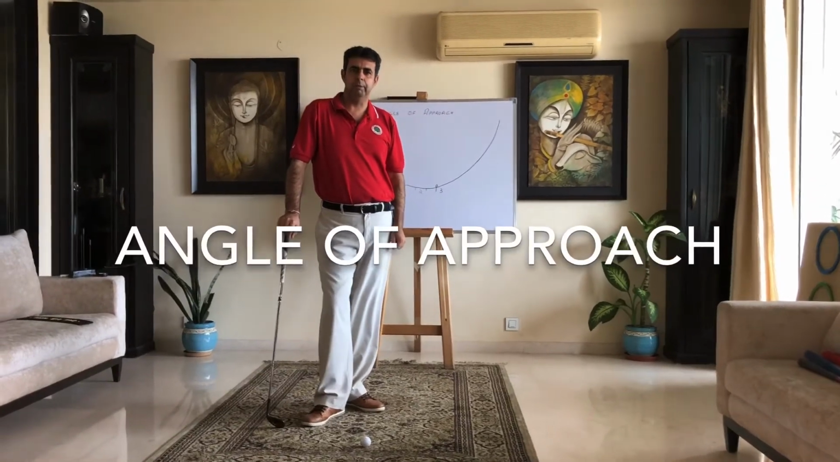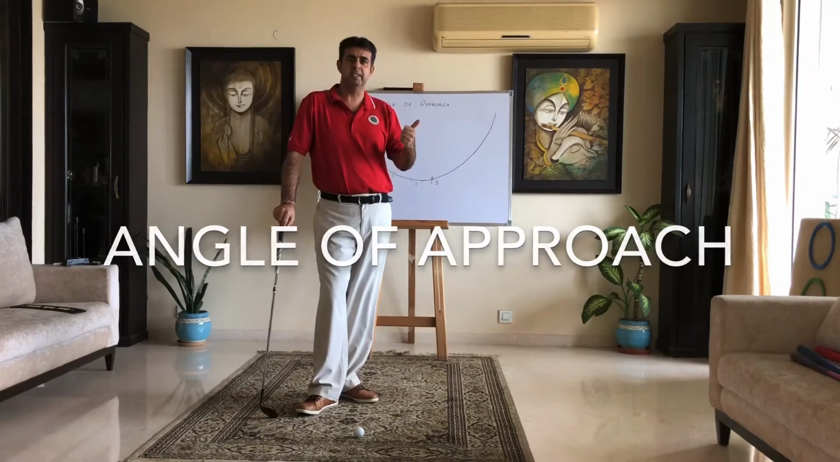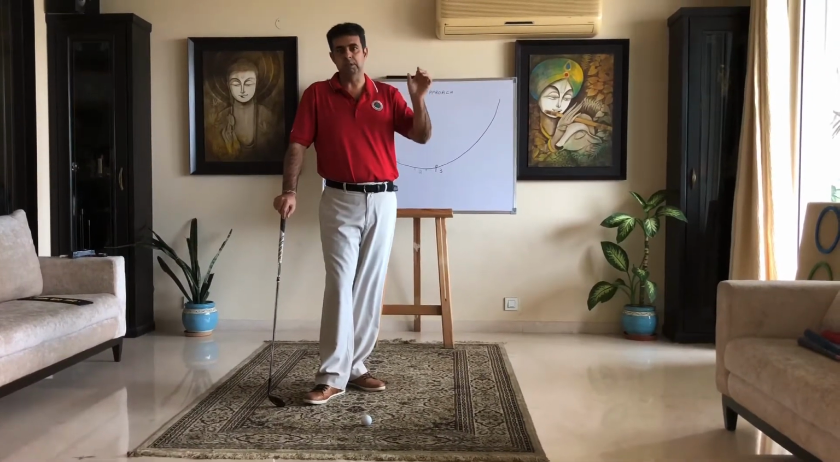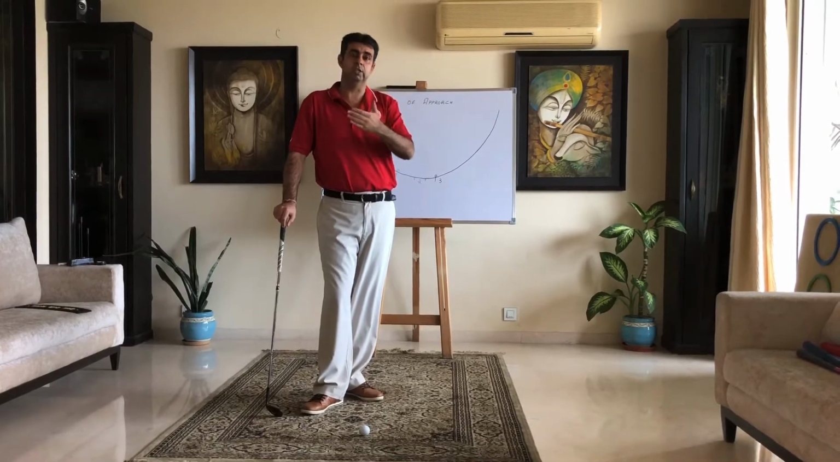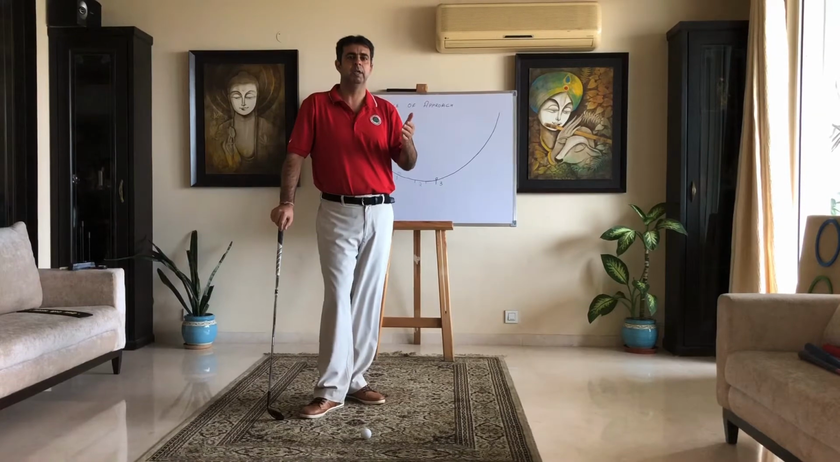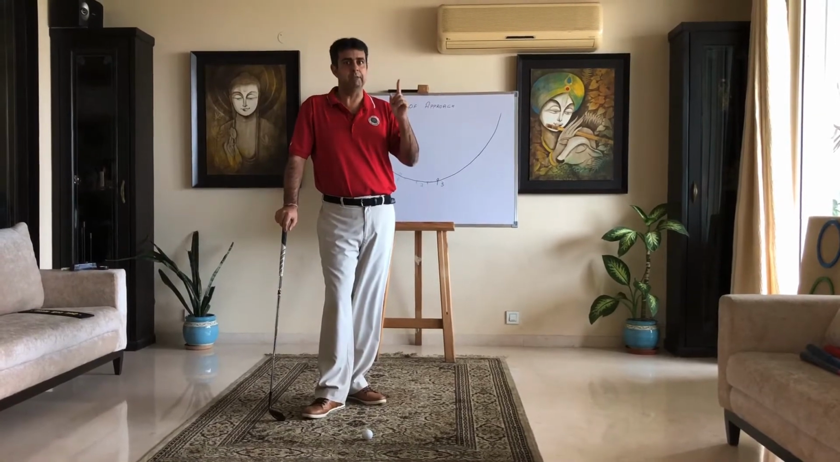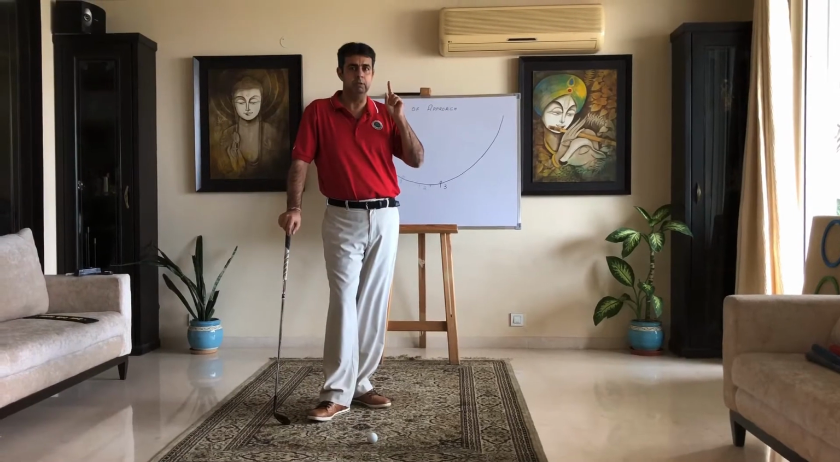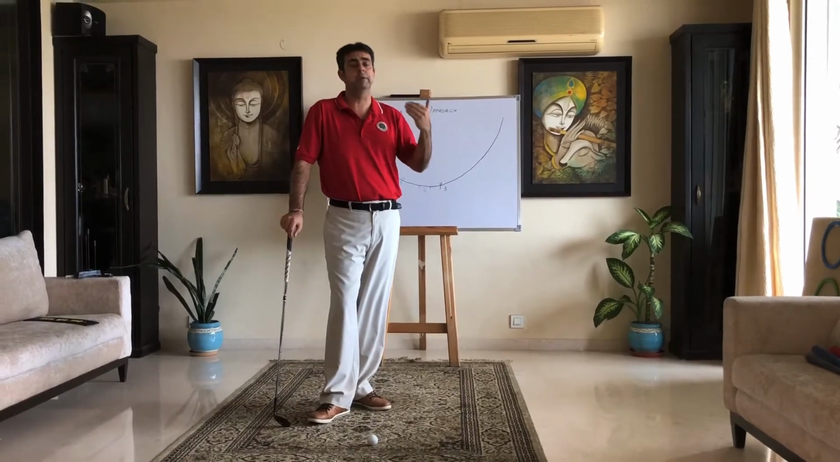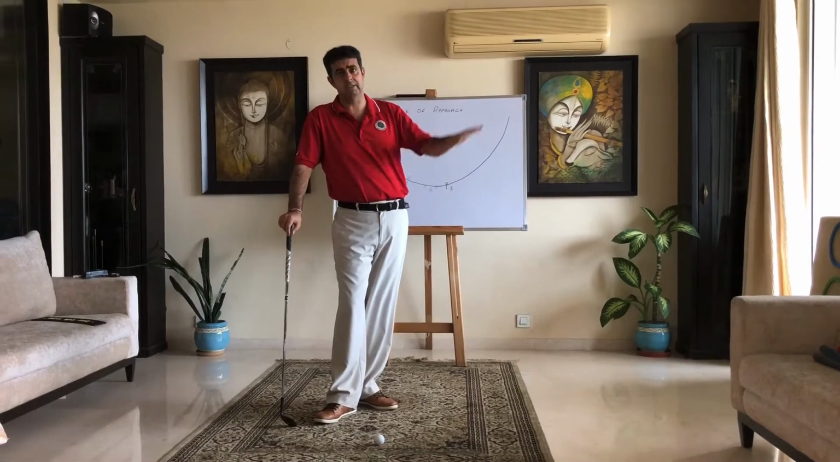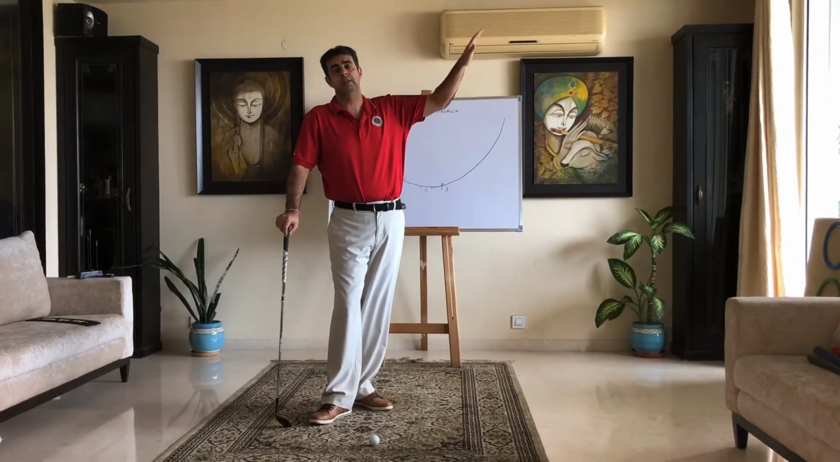So let's discuss a little bit about angle of approach. What is it and how does it matter? Well, the angle of approach, as the term says, is the angle at which the club head is approaching the golf ball, and we'll see that in just a bit. What does it affect? Well, the first thing it affects is the contact with the ball. If your angle of approach is correct, you're going to get a solid contact, a better contact. The other thing it affects is the height, the launch angle, as well as the height of the shot that you want to hit.